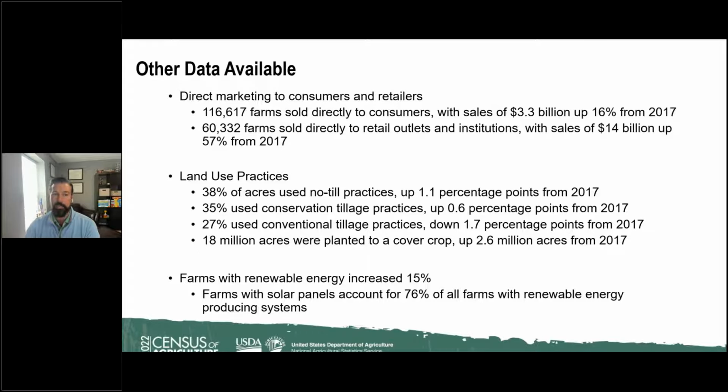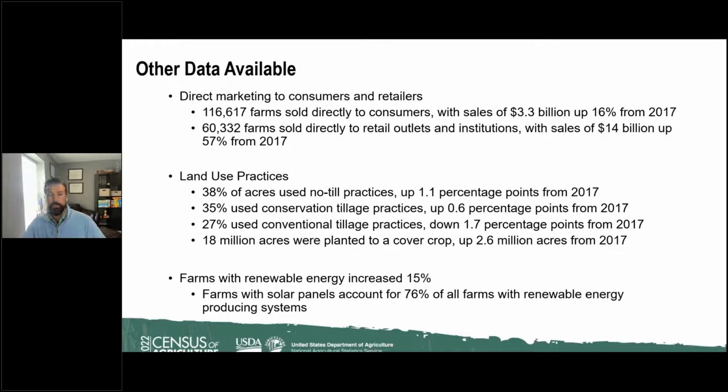38% of acres used no-till practices. This was up 1.1 percentage points from 2017. 27% of acres used conventional tillage practices. This was down 1.7 percentage points from 2017. 18 million acres were planted to cover crop. That was up 2.6 million acres from 2017.